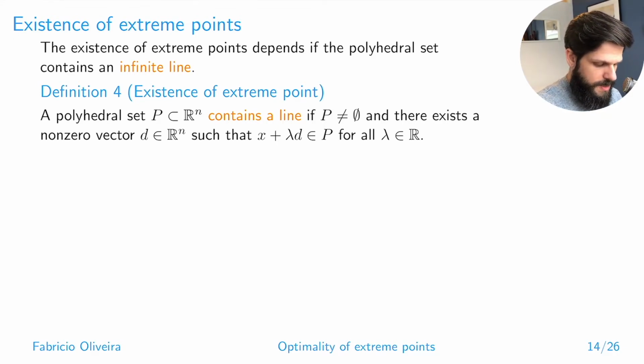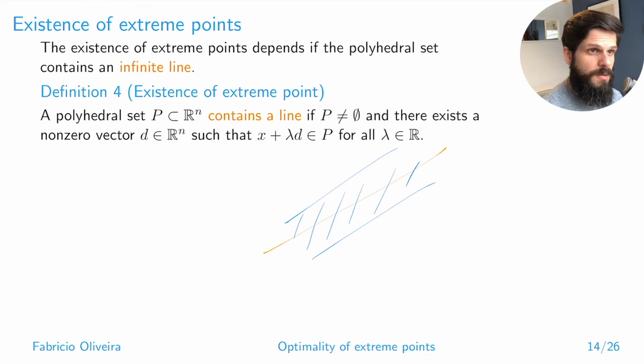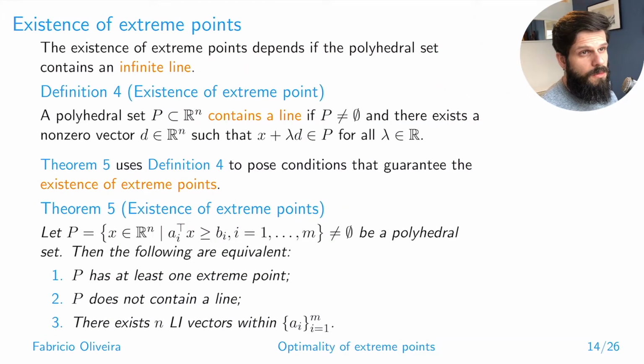Two parallel lines in Rn. Suppose this is my polyhedral set. This contains a line in this direction, in a direction that is parallel to them. So this is the notion of containing a line, and we can use that as a tool to prove the existence of extreme points. The proof is in the textbook. We're not going to visit that because it's more of a geometrical thing, more for people interested in convex analysis and polytopes and things like that.